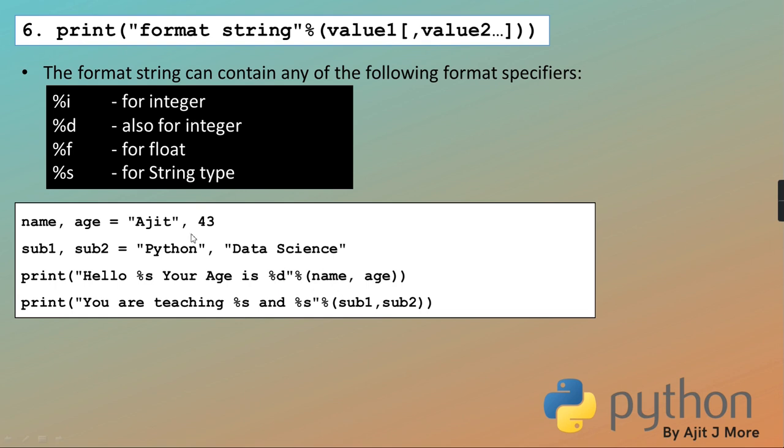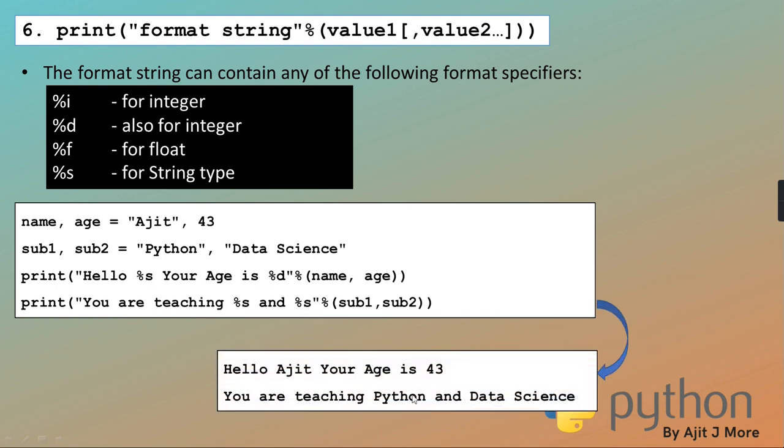Okay, so my name will be substituted here with %s, and this age will be substituted with %d. In the second case, same, you are teaching %s and %s. So in the first %s, sub1, and in the second %s, sub2. And then after substitution, whatever output is there, that you'll get. Clear? Quite simple it is.